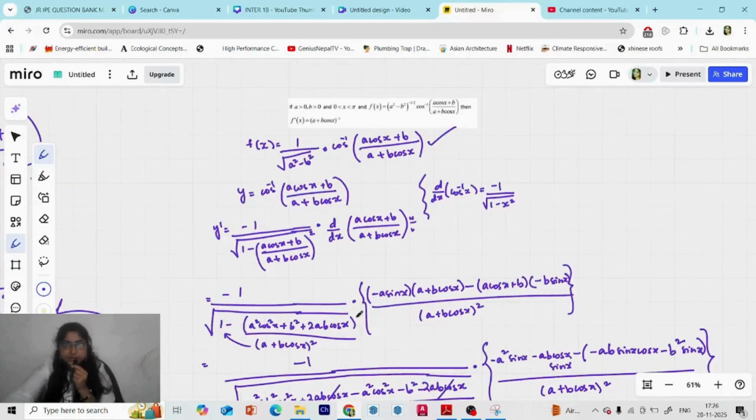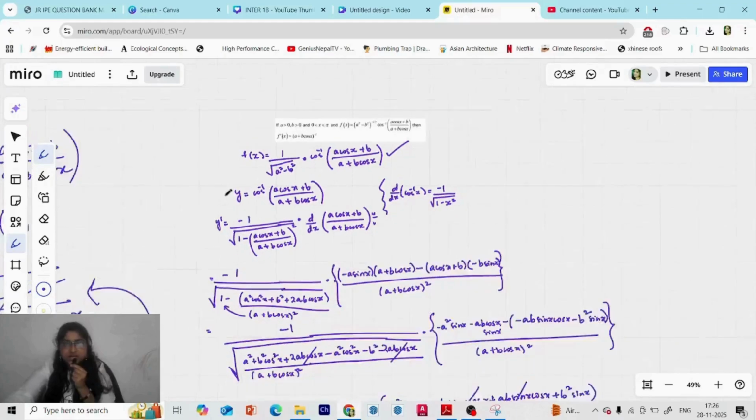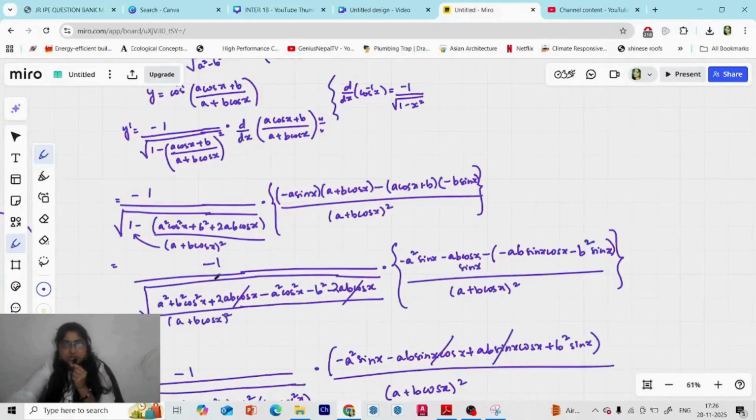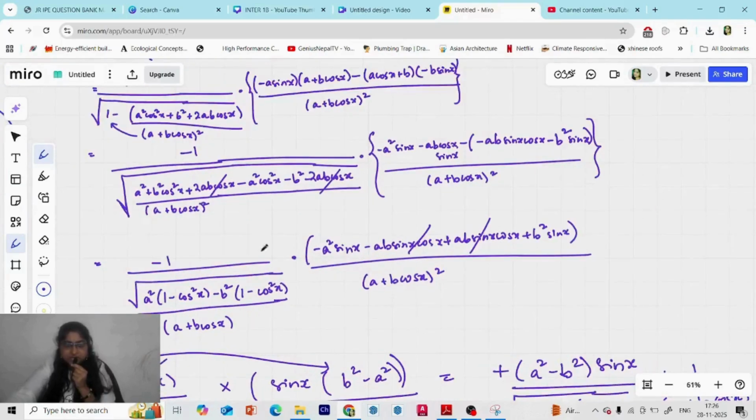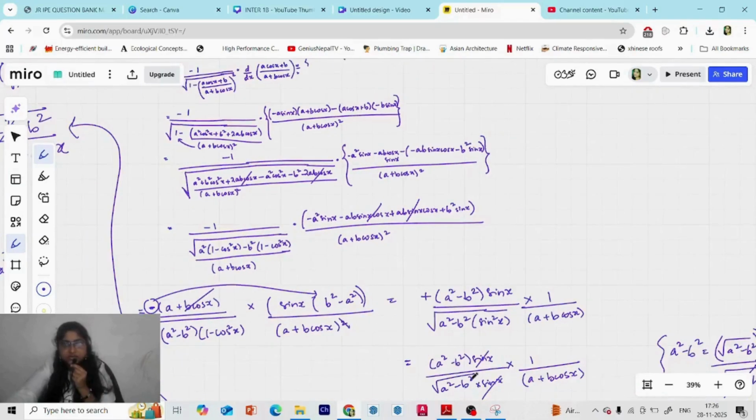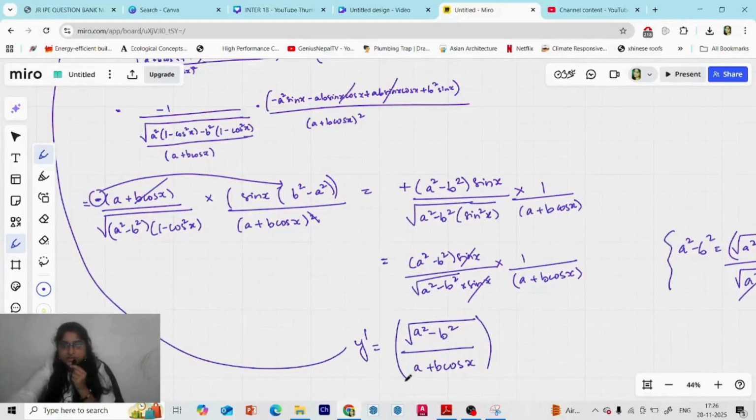Okay, it's very simple. We have taken this separately. It looks intimidating, but honestly it's not. Minus 1 by 1 minus x square into the u by v derivative of a cos x plus b by a plus b cos x. That's it. You simplify properly, arrange all your terms, and you will get a very simple term like this, root a square minus b square by a plus b cos x.